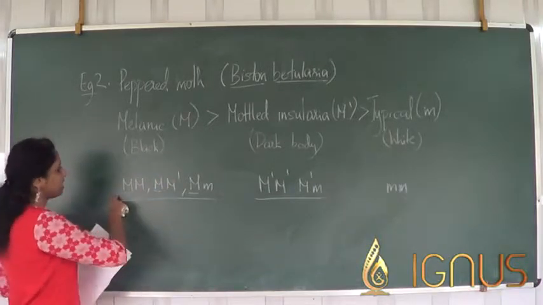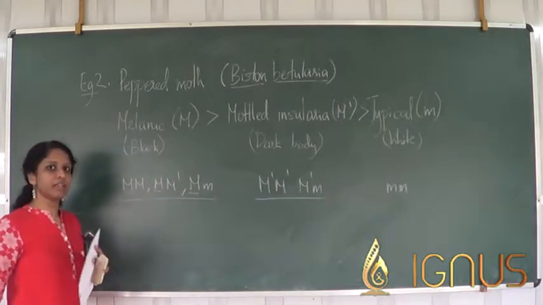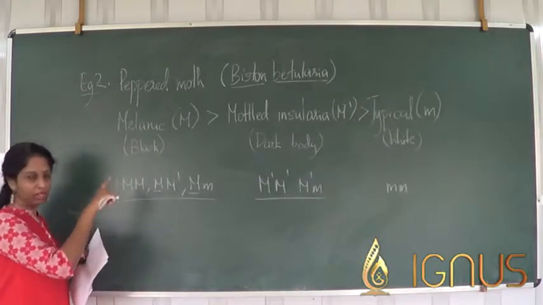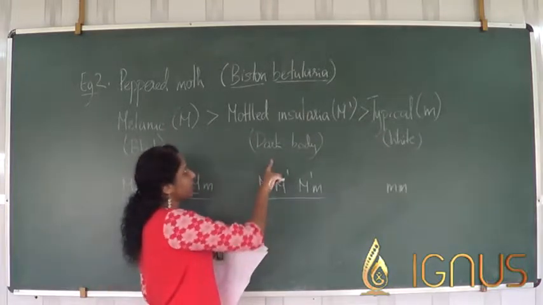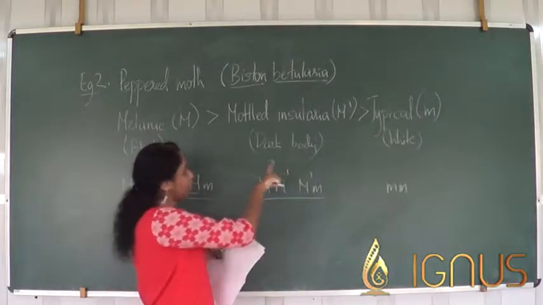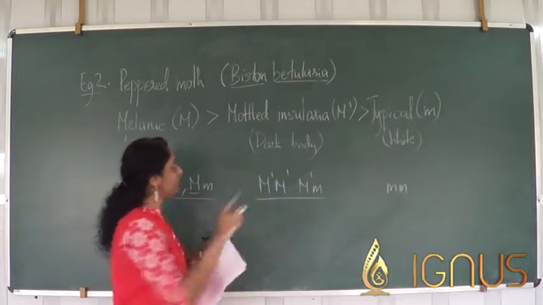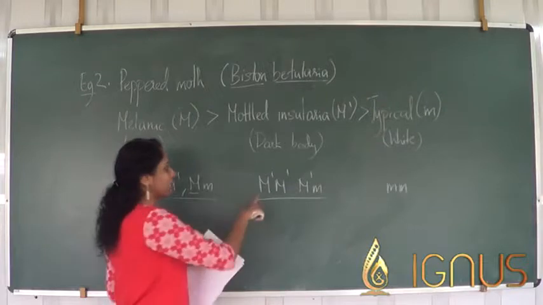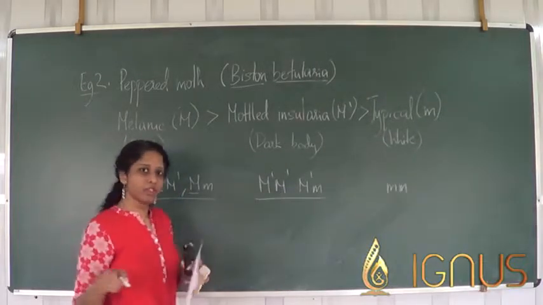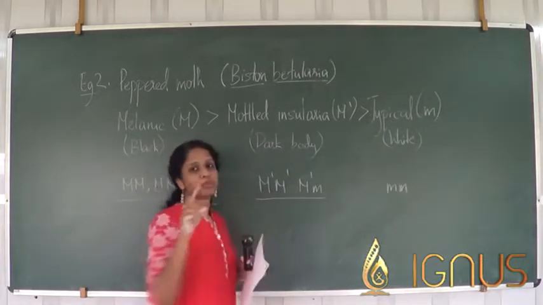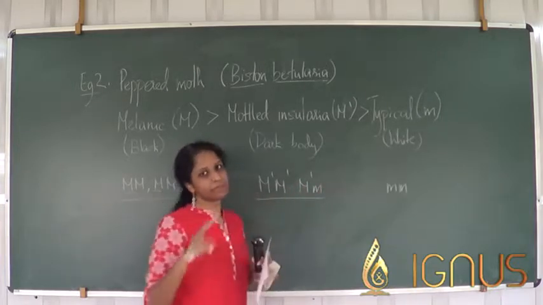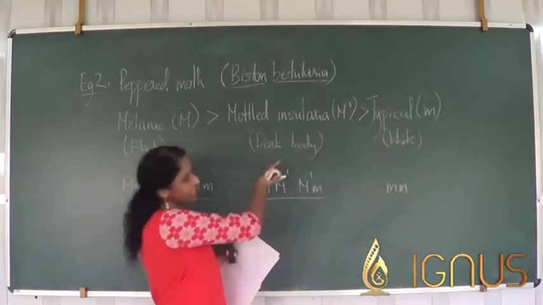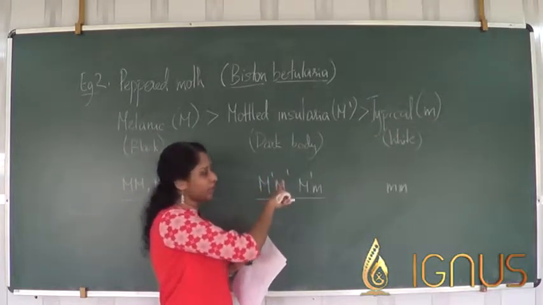Okay, so if this combination of alleles is seen in an individual, then the body color would be black. Now the body color can be of mottled insularia type, which is a dark body, only if mottled insularia is present as a homozygous dominant allele, as in both the alleles are for mottled insularia, or one of the alleles is for mottled insularia and the other is for typical. In this kind of allelic expression in an individual, those moths would have a dark body.